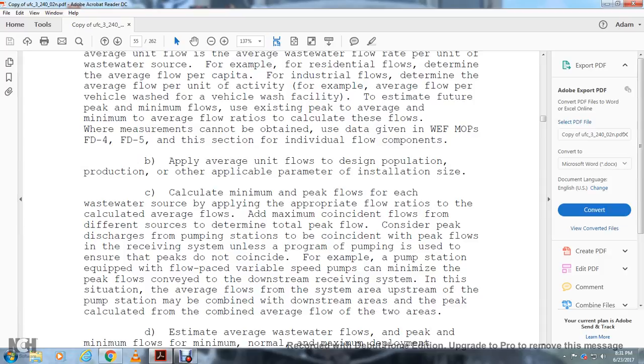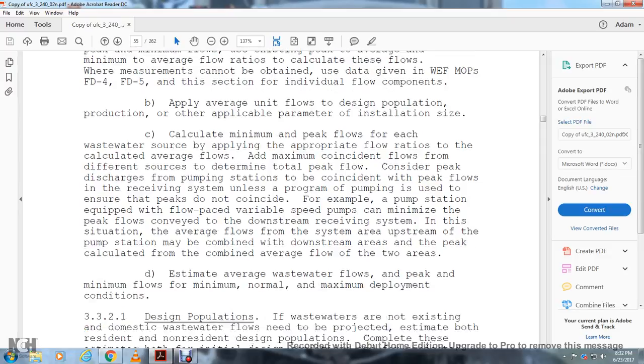Consider the peak discharge of the pump station to be coincident with the peak flow for the receiving system, unless the pumping program is to be used to ensure the peak flows do not coincide. For example, a pump station equipped with variable speed pumps can be managed to minimize the peak of the flows conveyed to the downstream receiving system. In this situation, the average flow for the system upstream of the pump station is to be combined with the downstream areas, and the peak is calculated with the combined average flow of the two areas.